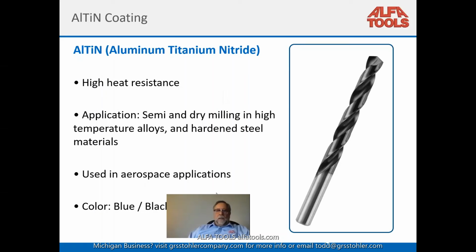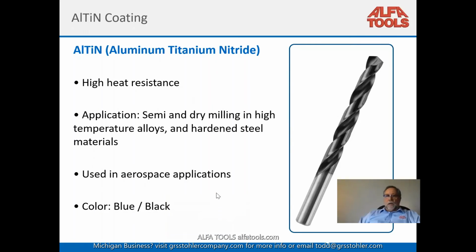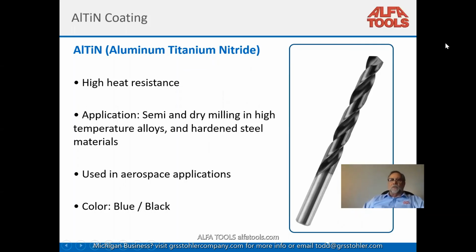ALTIN. The heat resistance number goes way up on this. This is extremely good. It was developed for dry machining, mostly in the milling world, for milling hardened product. So ALTIN, I have a full line of carbide end mills with this coating on it. We don't have any drills within our line with this coating, but many people do. It's darker, more of a blue-black than TICN. If you hold them next to each other, you can definitely tell the difference when you're looking at them.